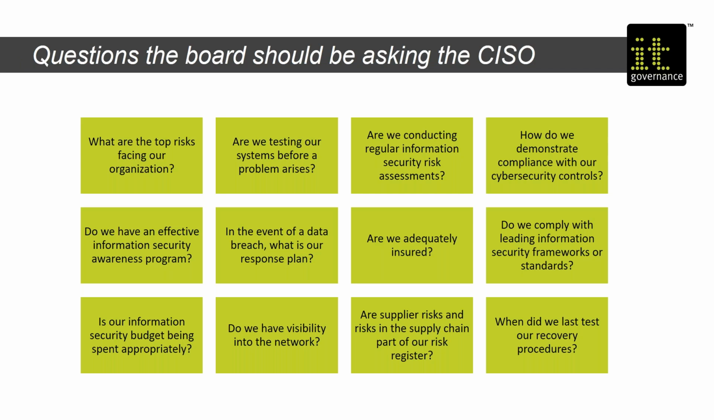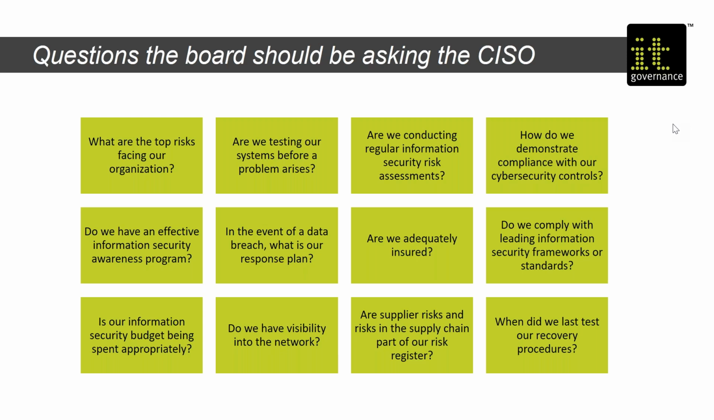So the kind of questions the board should be asking: how does the board demonstrate its accountability? It should be asking, what are the top risks facing our organization, the top cyber risks? And the CISO should be in a position to answer that. Are we conducting regular information security risk assessments? Vast numbers of organizations do no risk assessment at all, so it's a key question for boards. What are we doing? How are we conducting them? Are we testing systems before a problem arises, or are we just waiting for there to be a problem and then trying to fix it afterwards?